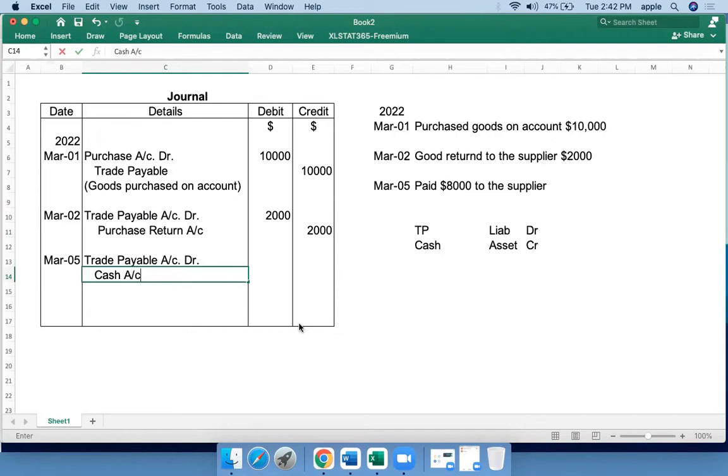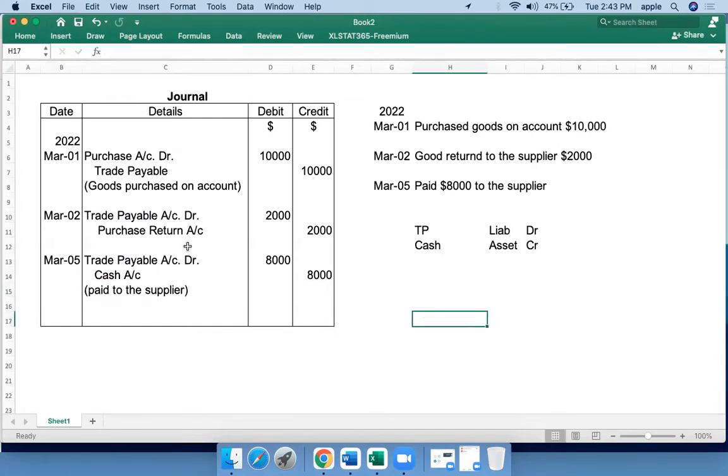How much money did I pay? $8,000, right? 8,000. Yeah. Okay, narration I will write: paid to the supplier. Agree? So understood this written part.